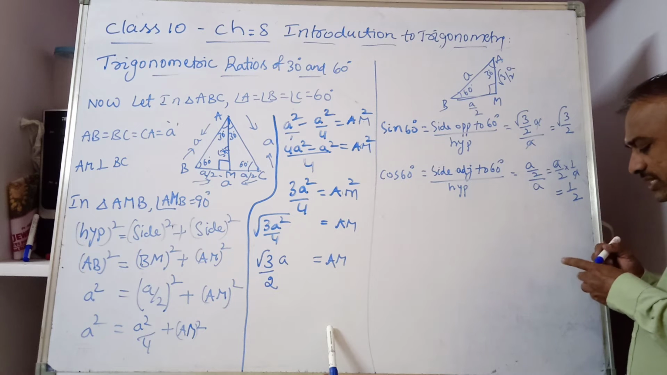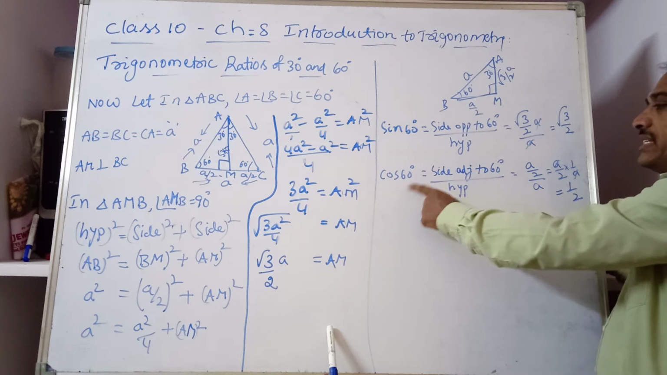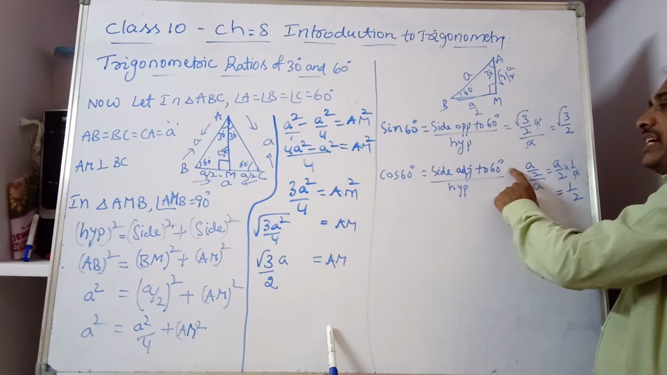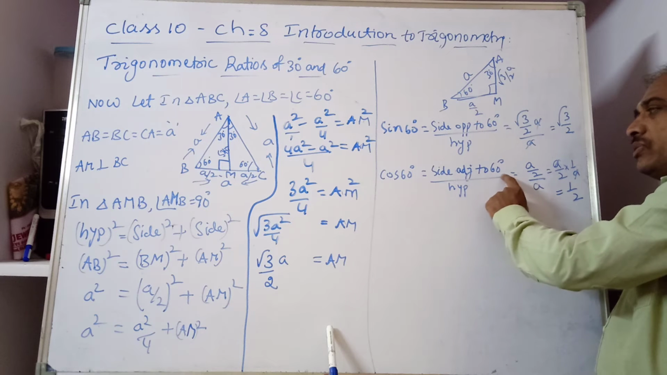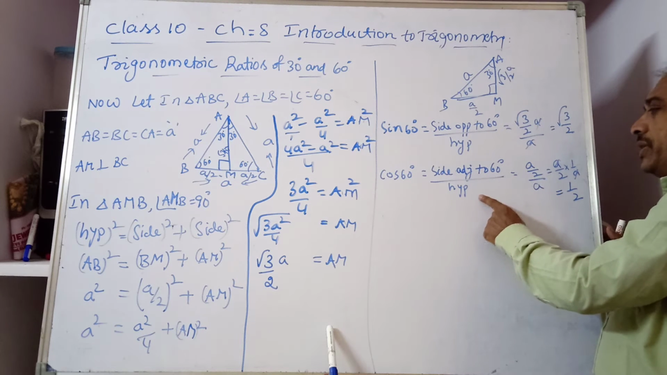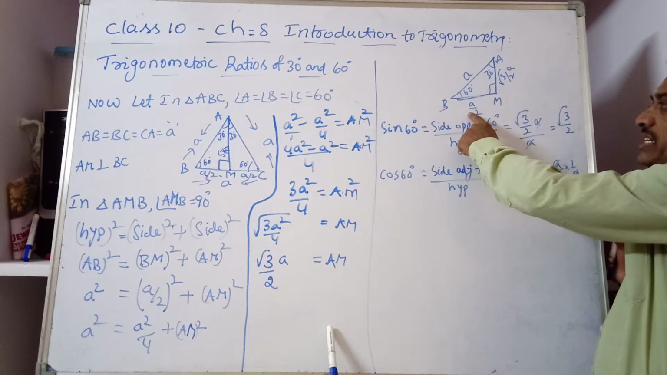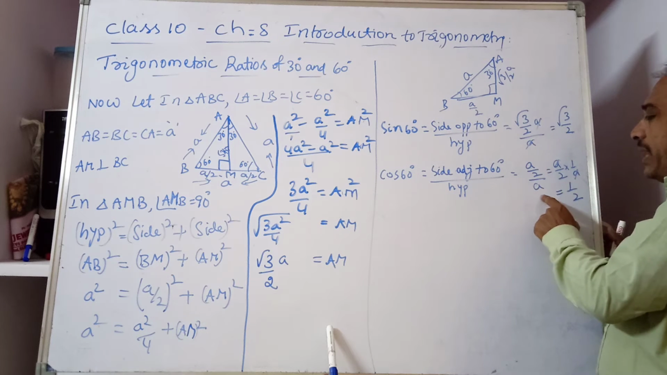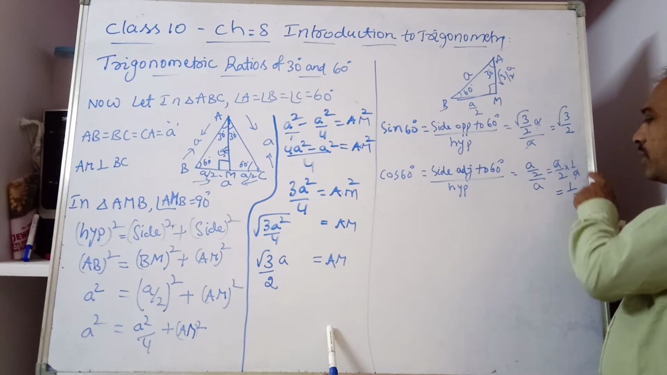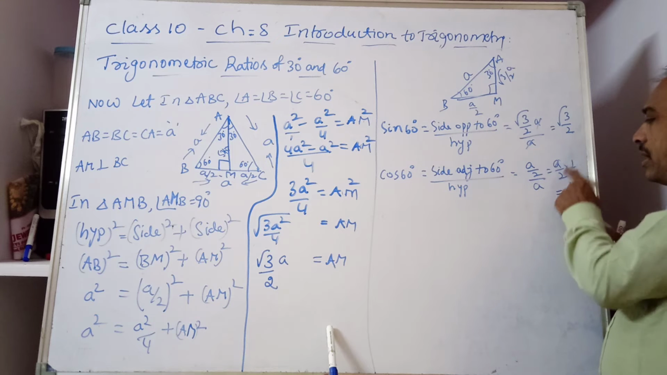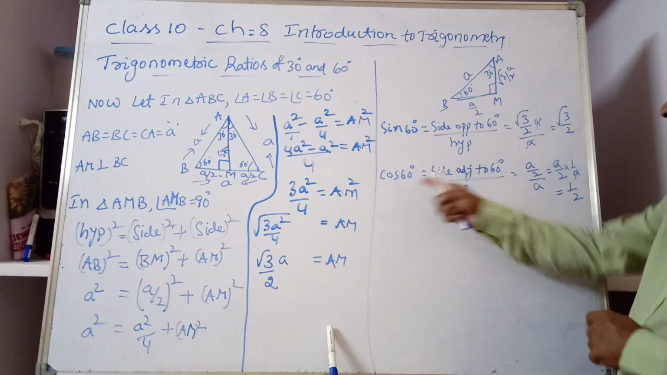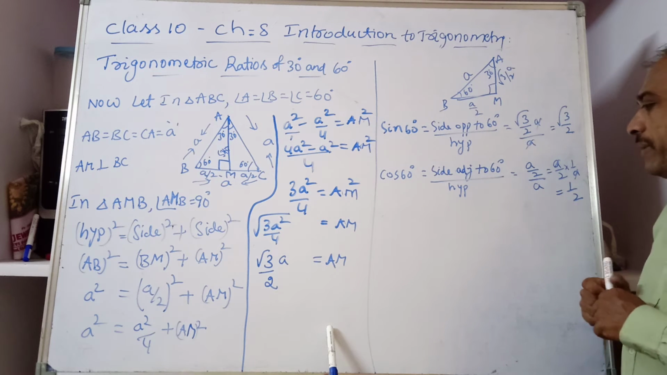Observe this part once again. Cos 60 degrees is the side adjacent to 60 degrees by hypotenuse. So the side adjacent to 60 degrees is A by 2, by A. A by 2 into 1 by A gets cancelled, giving 1 by 2. So cos 60 degrees is equal to 1 by 2.